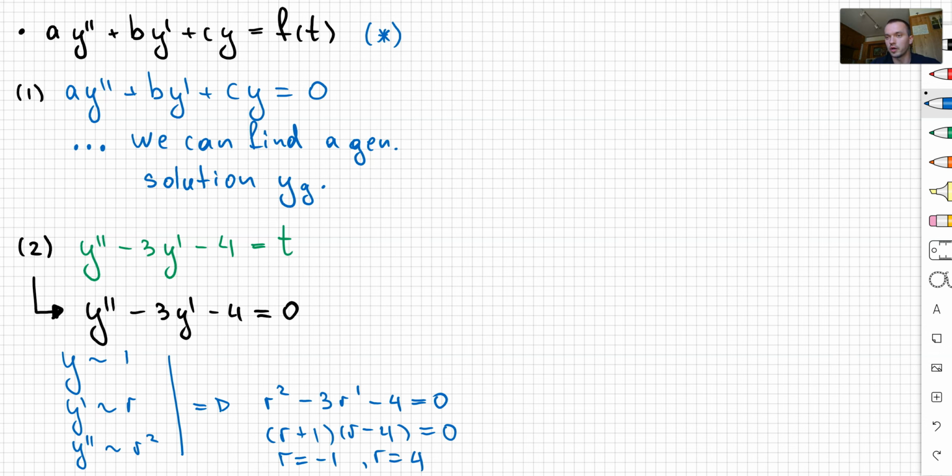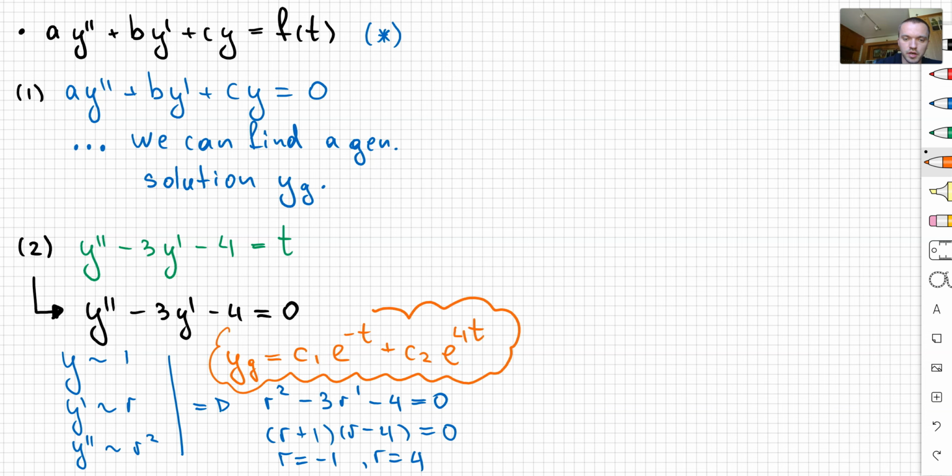And as soon as we know our r, we can write our general solution as y general is equal to some constant c1 e to the power of -t plus some constant c2 times e to the power of 4t. And that is going to be our general solution. And actually, let's indicate this example by star. And then what is our second step? Our second step is finding a particular solution.